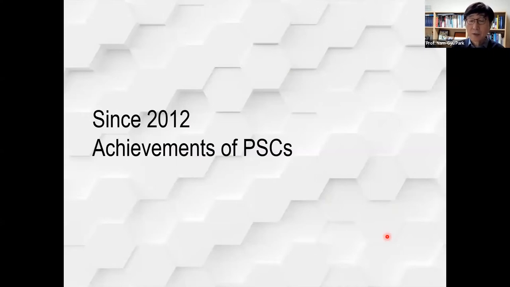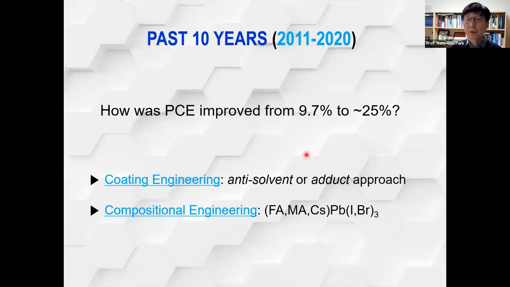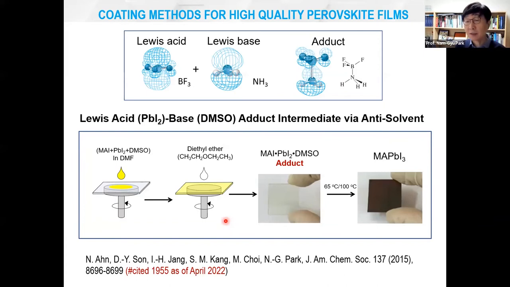Since 2012, in the solid-state perovskite solar cell development, huge progress has been achieved. For instance, the power conversion efficiency was improved from 9.7% to over 25% efficiency. This rapid improvement was possible due to coating engineering and also compositional engineering. The coating is to make a high-quality perovskite film.